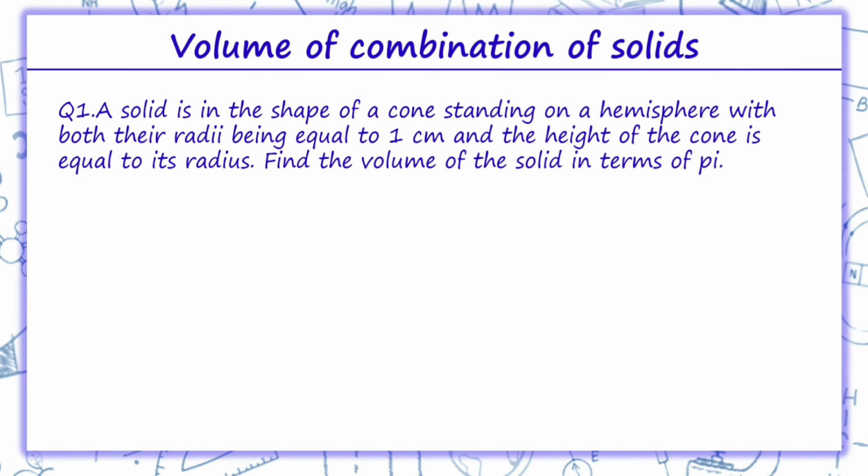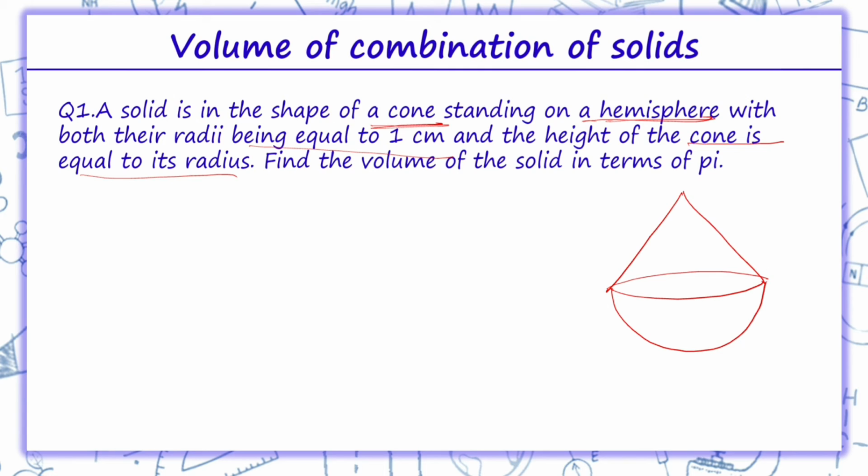Moving on to the question part, the first question is: a solid is in the shape of a cone standing on a hemisphere with both their radii being equal to 1 centimeter and height of the cone is equal to radius. So this is a cone which is standing on a hemisphere. This radius is r only, which equals 1 centimeter. Height of the cone is equal to radius, that means height is also 1 centimeter. And now we have to find volume of the solid in terms of pi.